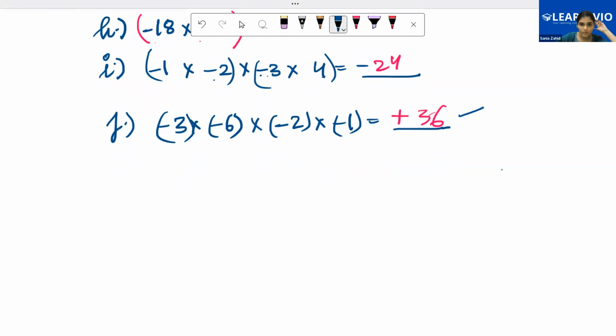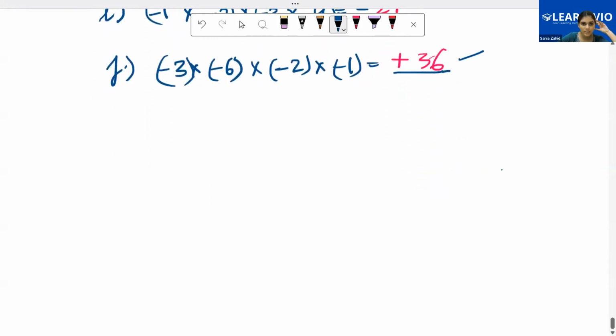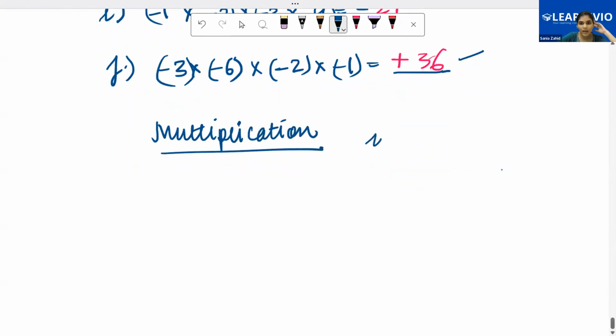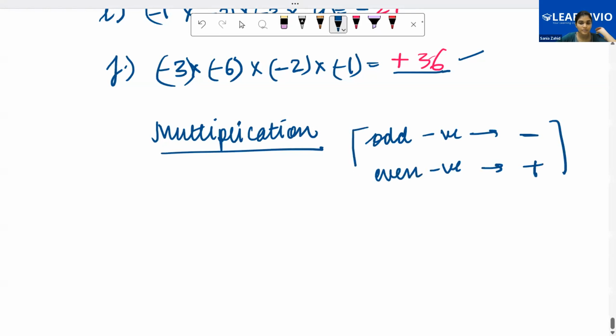I'll tell you one thing. Just remember whenever you are multiplying, so for multiplication only, not for addition and not for subtraction, only for multiplication, what happens when you have an odd number of negative signs, like you have one negative sign, you have three negative signs, or you have five negative signs, your answer will have a negative sign. If you have even negative signs, then your answer will have a positive sign.